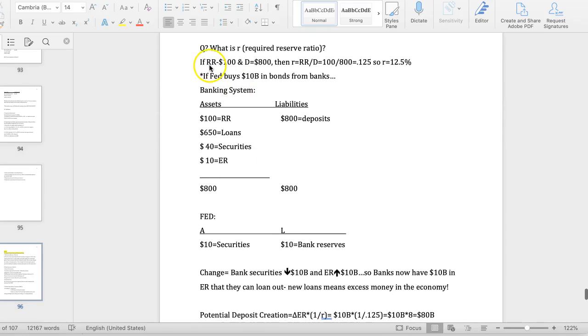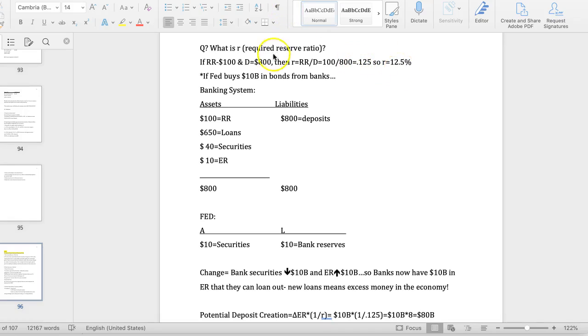So if the required reserves are 100 and the deposits are 800, and we know that the required reserve ratio is required reserves over deposits, 100 over 800, or 1 over 8 if you drop those common zeros, is 0.125. You move the decimal over 2, or multiply this number by 100 to give you the percentage, and it's 12.5.